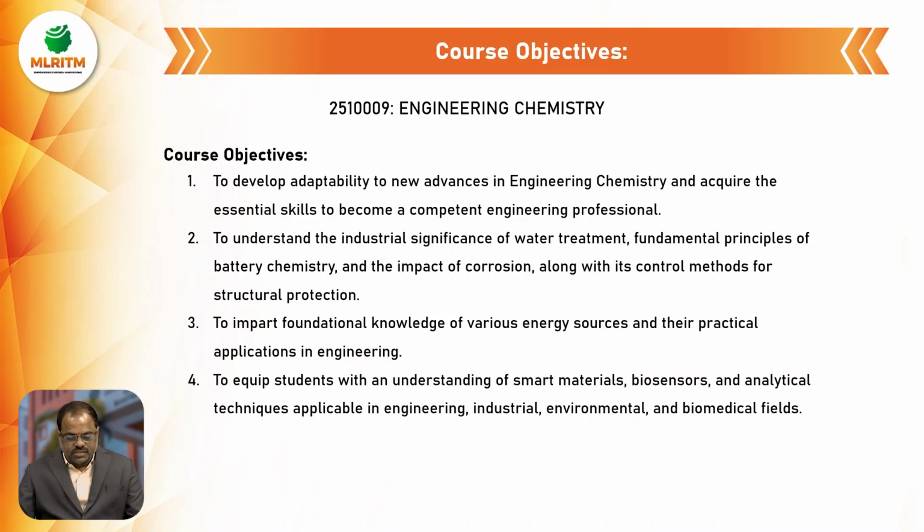There are four course objectives for engineering chemistry. The first one is to develop adaptable new advanced engineering chemistry and acquire the essential skills to become a competent engineering professional. This is the CO1, course objective 1, of engineering chemistry.